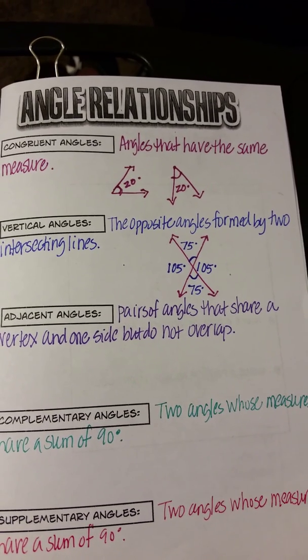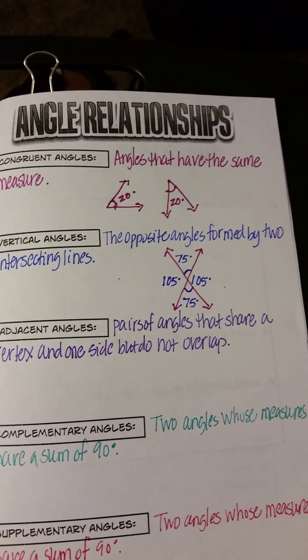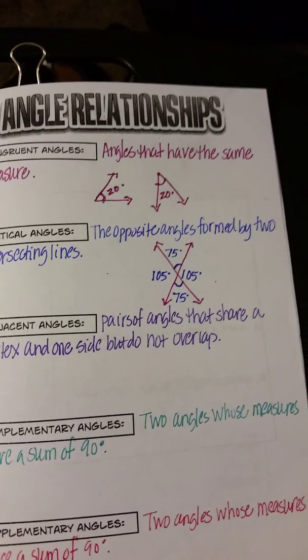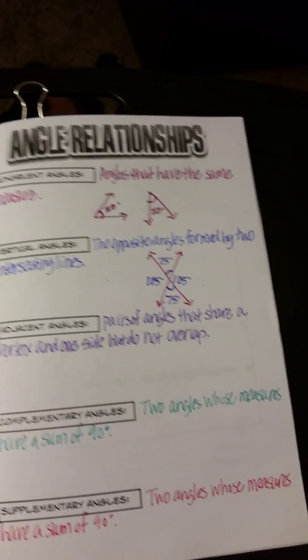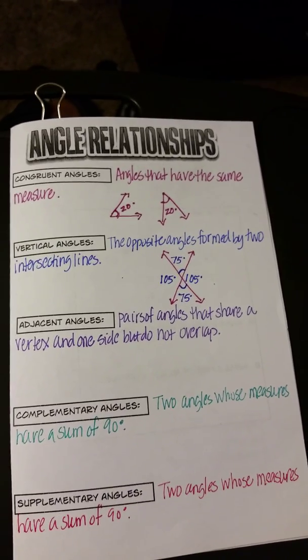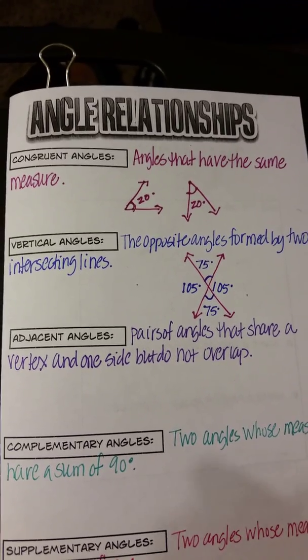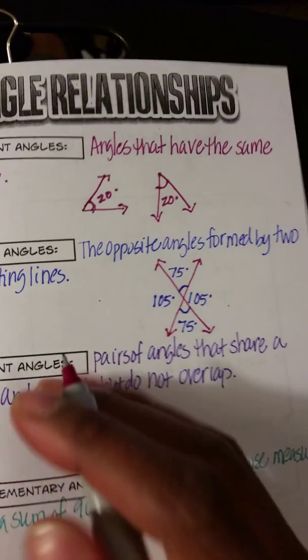Adjacent angles are pairs of angles that share a vertex and one side, but they don't overlap. So adjacent angles are going to be side by side and they do not overlap. I'm going to give you an example of what's not adjacent. Then I'm going to give you an example of what is adjacent.